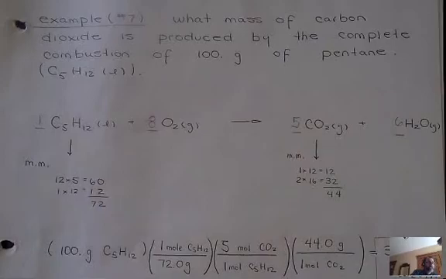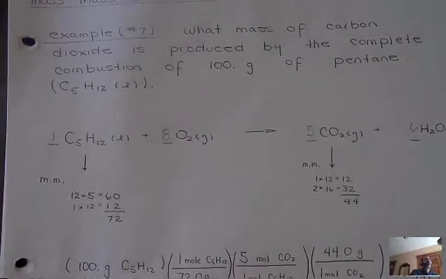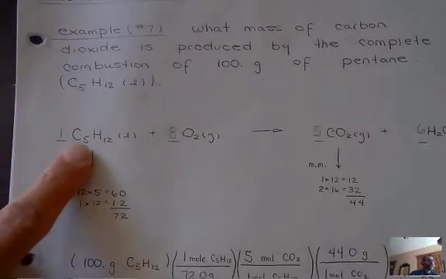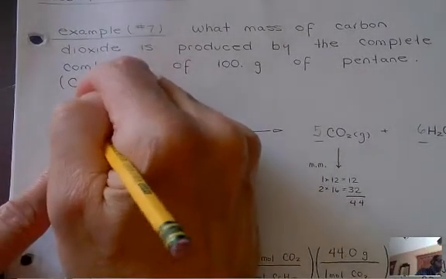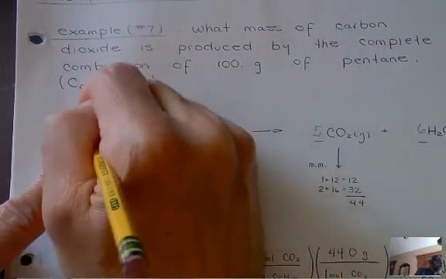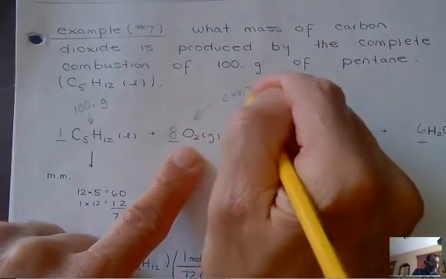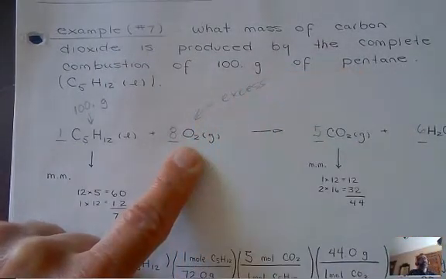Good. Second thing. In our question up here, what mass of carbon dioxide is produced by the complete combustion of 100 grams of pentane? We know that we have 100 grams of pentane going in on this side. So this is our input, right? And I have it to just 3 significant figures. Nobody says anything about oxygen, so it must be in excess, right? If it's not mentioned, it's in excess.